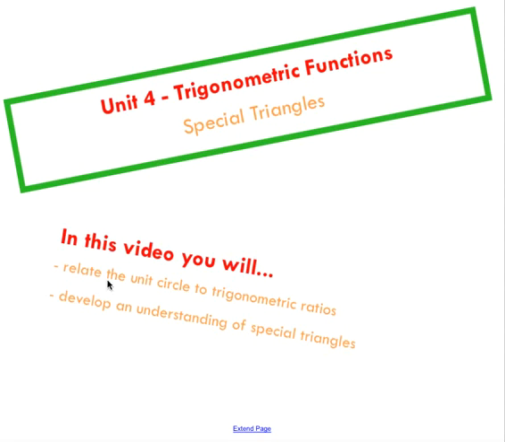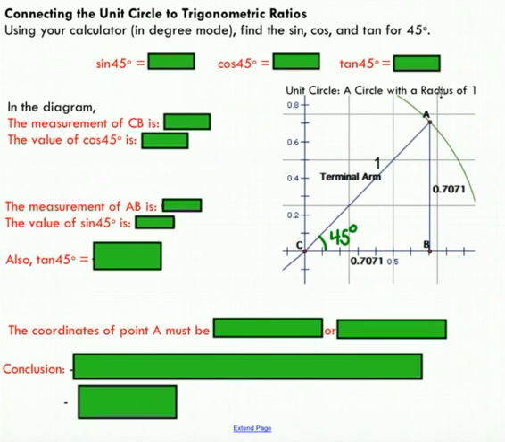What we're going to be doing is relating something called the unit circle to those trig ratios we've looked at, and we're also going to develop an understanding of these special triangles, which we'll get to in a moment. So I want to talk about something called the unit circle here, and we're going to connect this to our studies of trigonometric ratios so far.